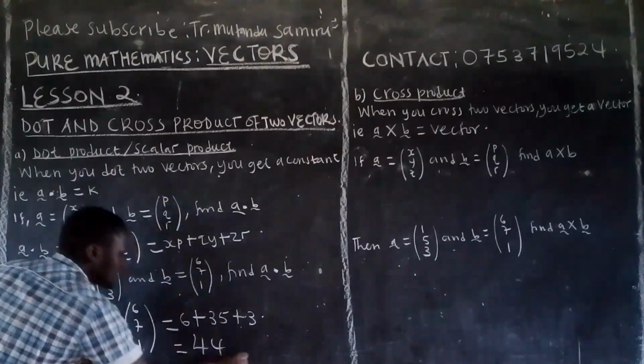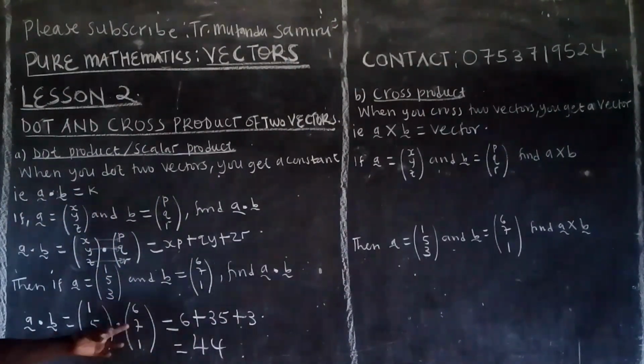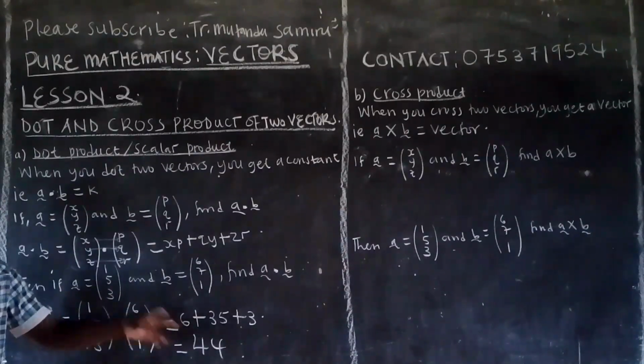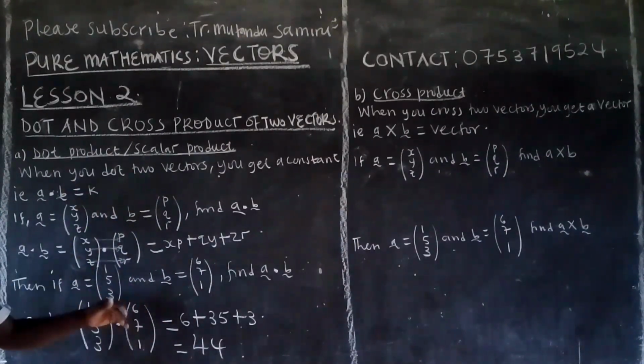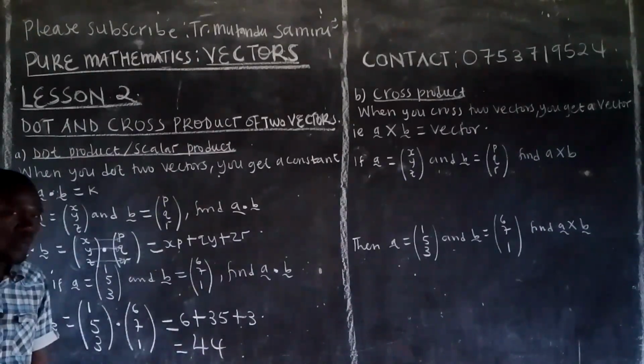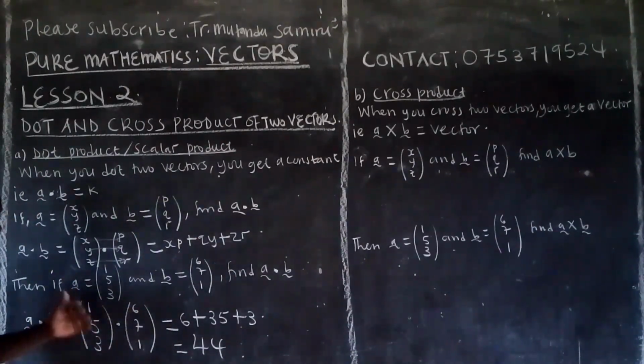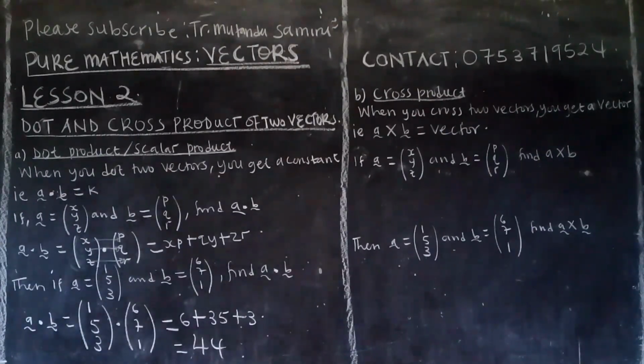A 44. Now, are you seeing that this one is a constant? You had vectors originally, but you are ending up with a constant. Take note: when you dot two vectors, you get a constant, or a scalar. And that's how simple we dot. Please, you have to know how we go about dotting. The next examples will be calling for some of these parts.